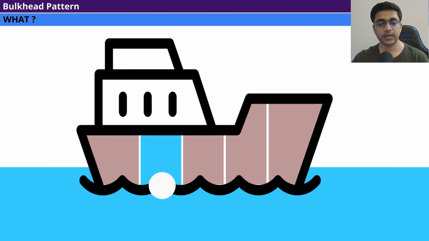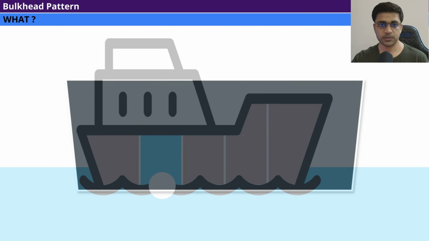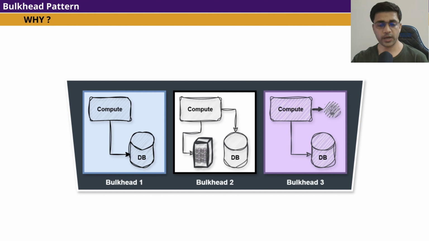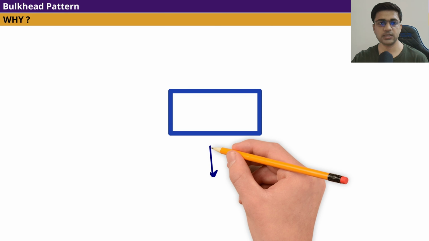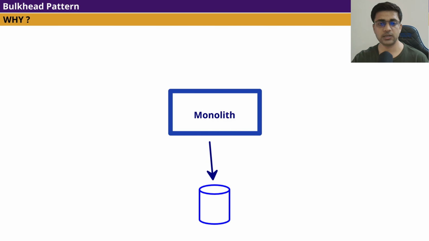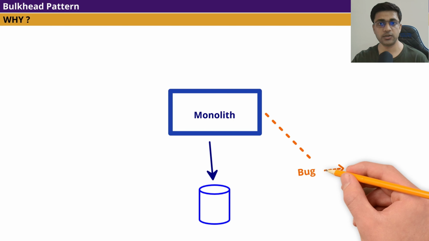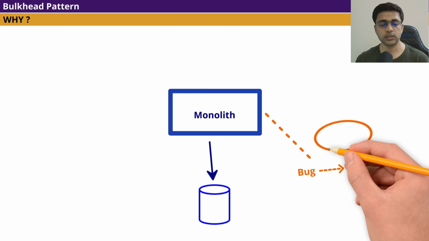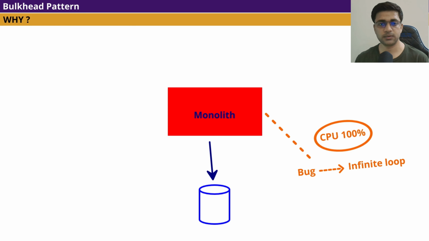But what is the bulkhead pattern in programming? Just like ships, we divide the software into separate fault-isolated compartments. Why? So the failures in one area don't take the whole system down. Let's see a programming scenario. This is our monolith. Suppose there is a non-reproducible bug that, when triggered, starts an infinite loop. What will happen? It could consume all the CPU and bring the entire system down. How to fix it? We can use bulkheads.